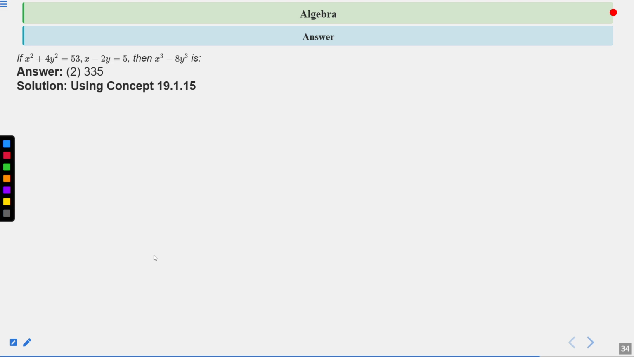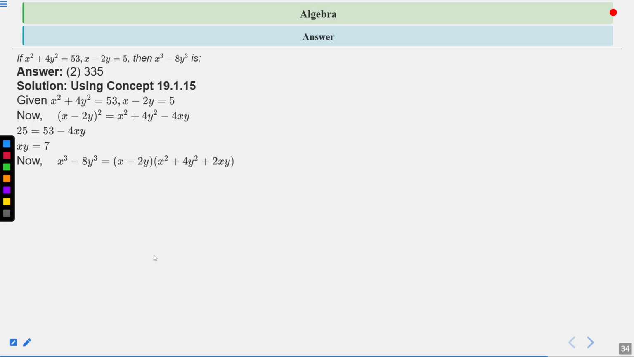Now see the detailed solution using concept 19.1.15 in this question. So given that x square plus 4y square equals 53 and x minus 2y equals 5. So (x minus 2y) whole square will become x square plus 4y square minus 4xy. And we have the value of x minus 2y, which is 5. Putting the value in this equation, we get 25 equals 53 minus 4xy. Now the value of xy becomes (53 minus 25) upon 4. So we get 7.